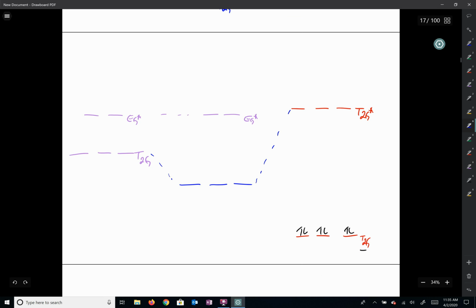the antibonding orbital set on the ligands in red with our T2G set on the metal, right? So we make a new T2G bonding combination, right? And we make the corresponding T2G antibonding combination. And you guys can see what's happening here, right? Delta octahedral to delta octahedral. So this is our pi acceptor ligands.